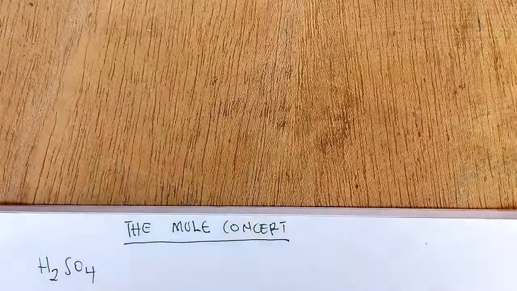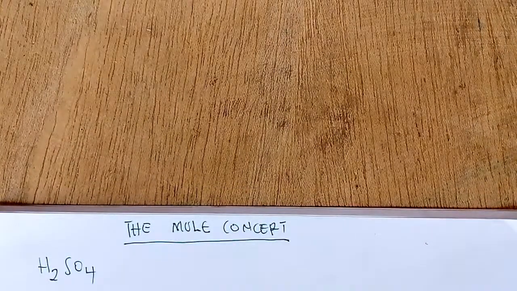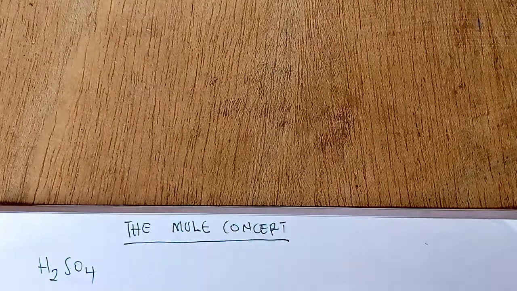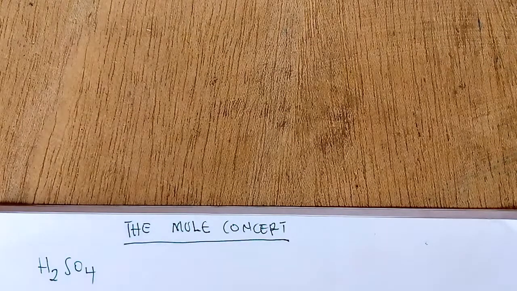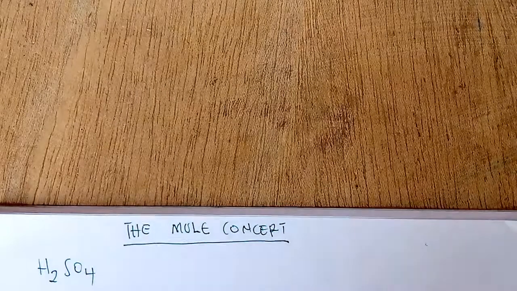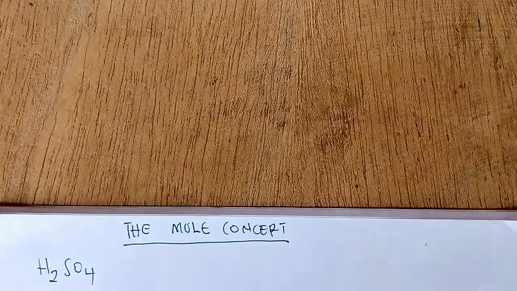H2SO4. This one is hydrogen tetraoxosulfate(VI), and in my tutorial on naming of oxo acids, I've taught how we name this acid. If you've not learned it and you want more knowledge about this, just go to my channel and search for oxo acid or name oxo acid, and it's there.